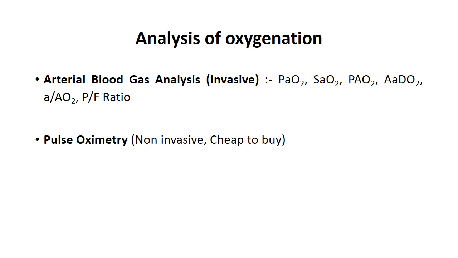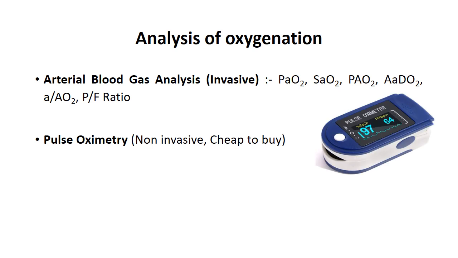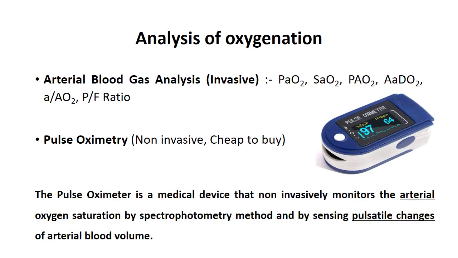And then pulse oximetry is the non-invasive method to assess the oxygenation status of the patient, and it is very cheap to buy. We have seen the importance of the pulse oximeter during our COVID pandemic. A pulse oximeter is a medical device that non-invasively monitors the arterial oxygen saturation by the spectrophotometry method and by sensing the pulsatile changes of the arterial blood volume. It has a microprocessor which selects only the pulsatile signal, not the non-pulsatile signal.